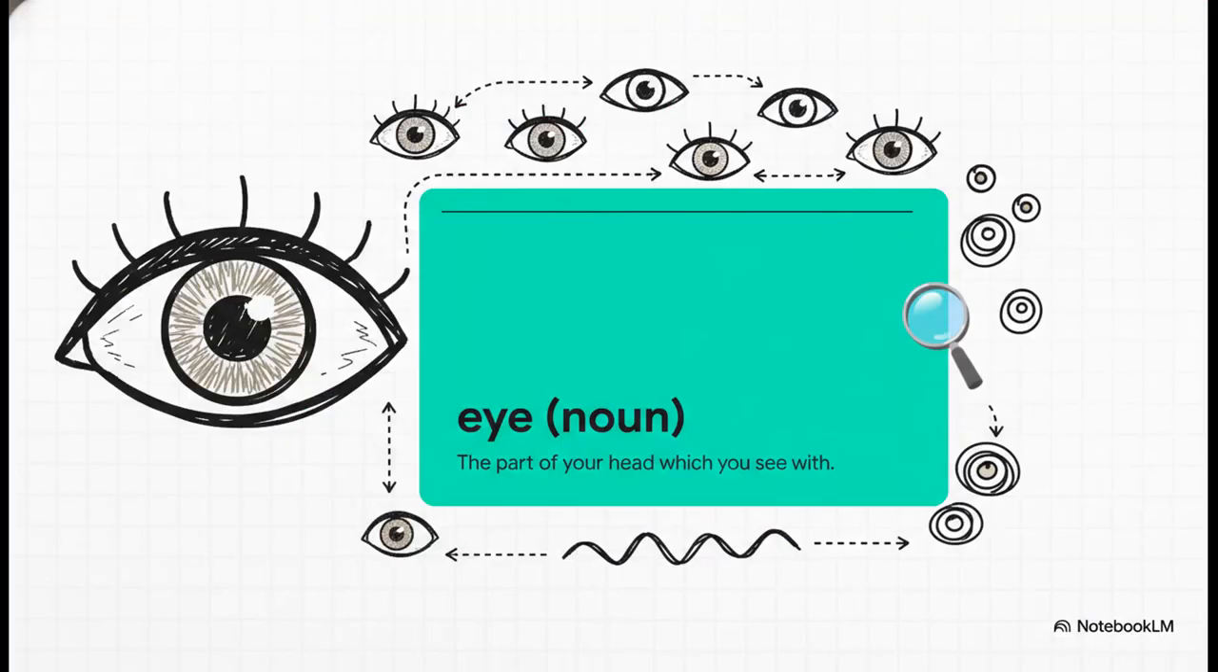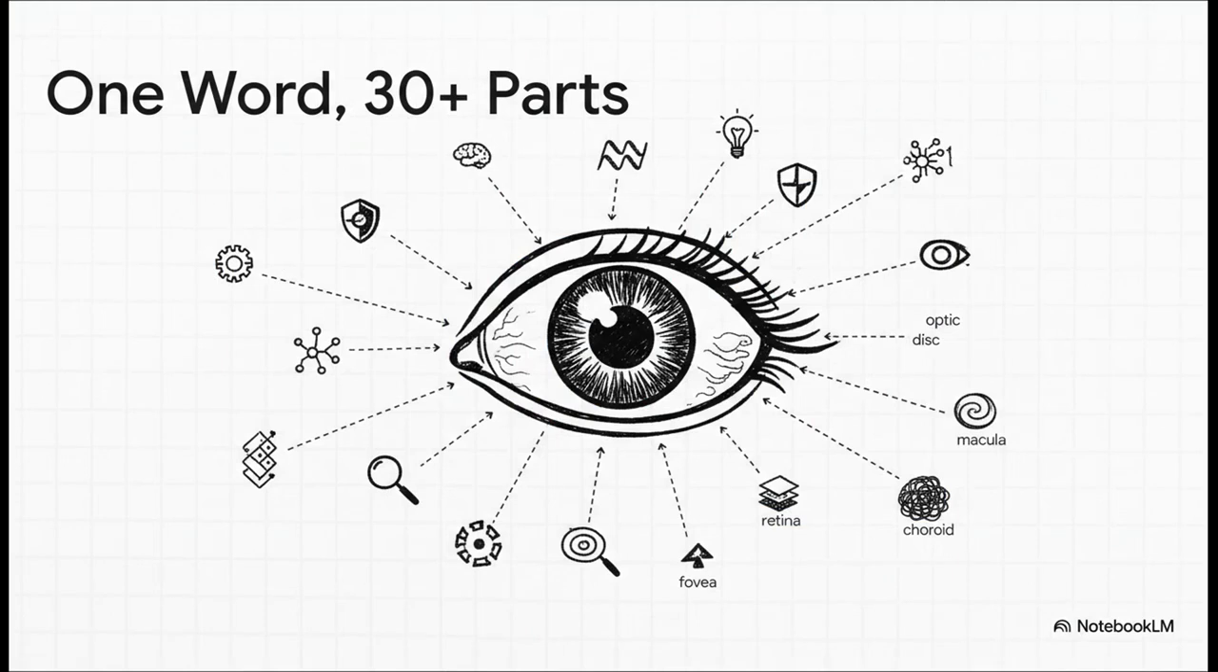Okay, so let's start with the definition we all learned in school, right? The noun. And eye, it's the part of your head you see with. Couldn't be more simple, direct, or clear. You could say this is its main job, its day job. But of course, here's where things get really interesting. That one simple three-letter word, it's basically a placeholder for this incredible biological machine with over 30 different parts.